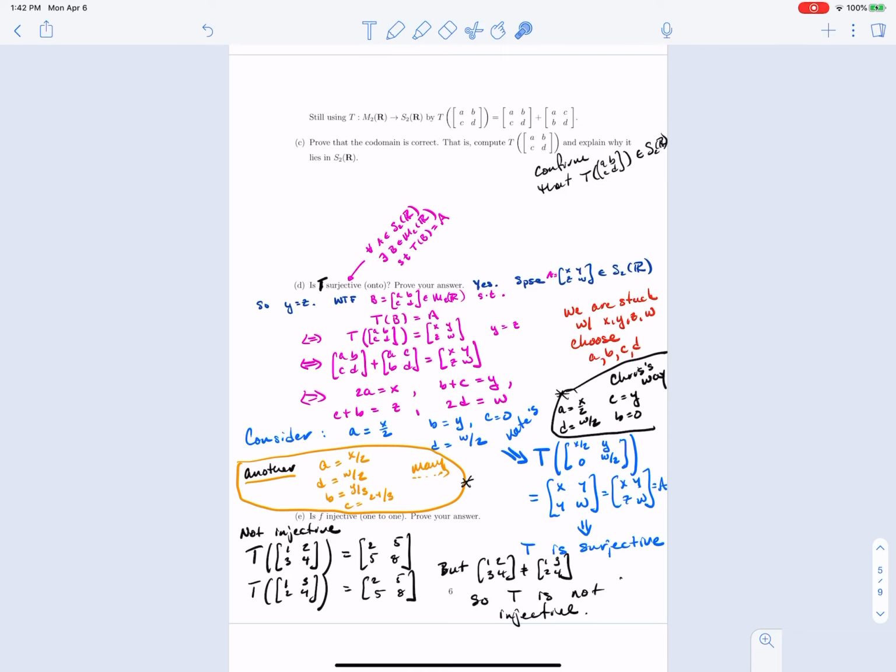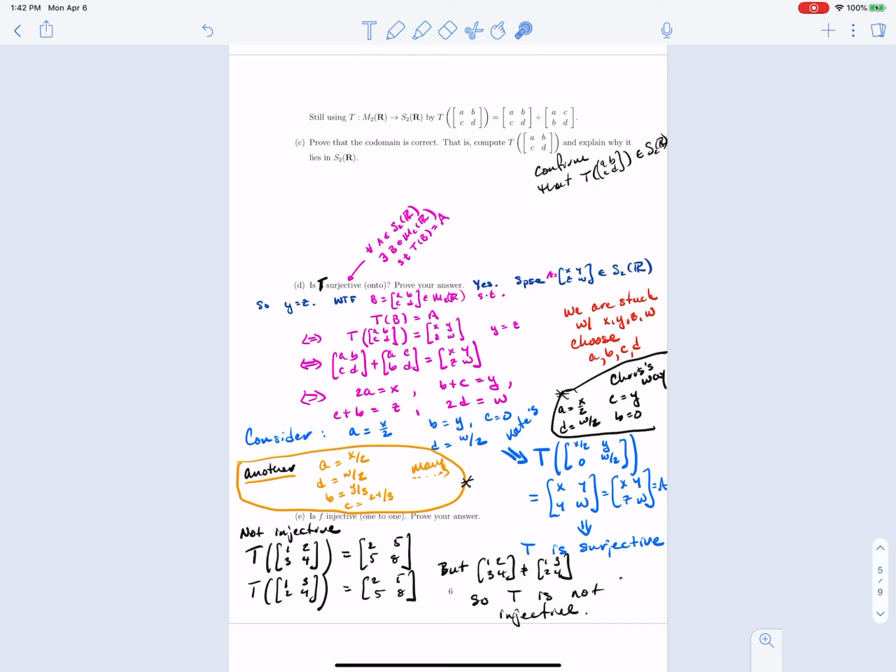And I just check that if I take T of X over 2, Y, 0, W over 2, you can just check, I get 2 times this, which is X. I get 2 times this, which is W. And then I get Y plus 0, which is Y, 0 plus Y, which is Y. And so I get my A back, right? Because Y and Z are equal. So that's how I get this. And so that tells me it's surjective.